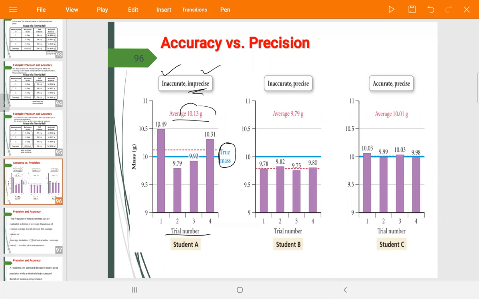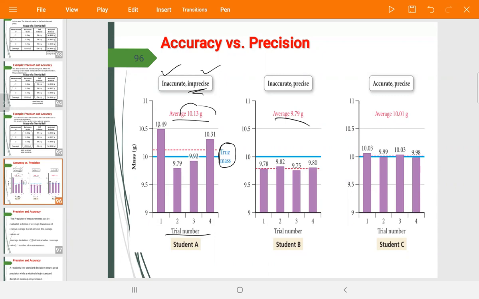Now, let's come to this line. So the first trial for B is 9.78, so as you can see, these are pretty much closer together. So the measured values are not that far, they're not spread. So this measurement is precise. Is it accurate? Remember the true value is 10, but the average is 9.71. So because of that, this measurement is inaccurate. Inaccurate, but precise. Meaning they are closely related, but they are not accurate.